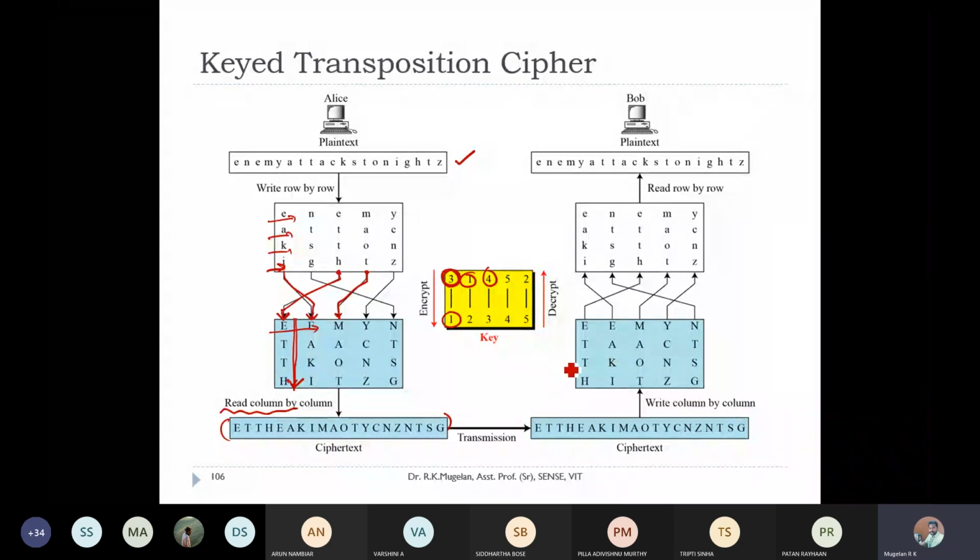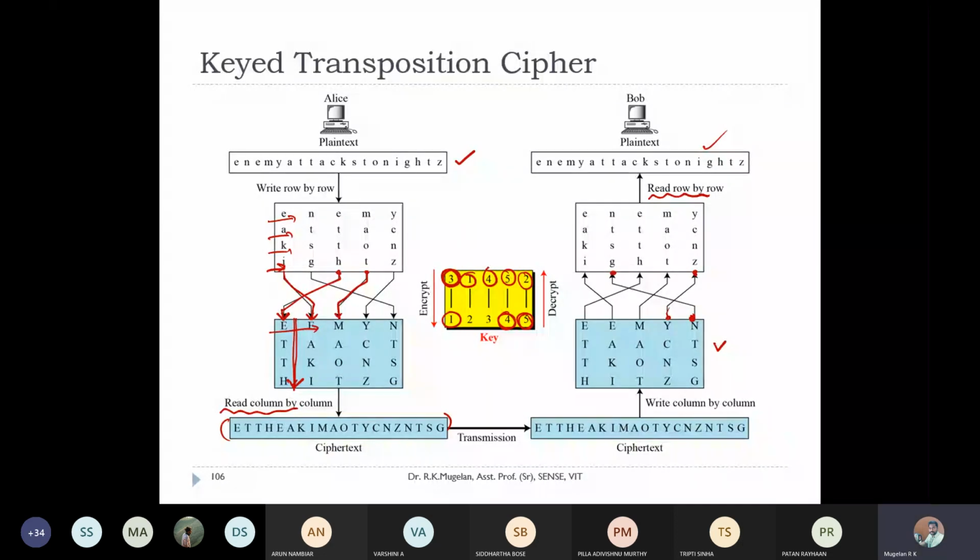Decryption wise, they first write it by column. Okay, then they decrypt. So while decrypting, for example, the fifth column will be pushed to the second position. So the fifth column is taken and pushed to the second position. The fourth column is taken and pushed to the fifth position. And at last, they started reading by row to get the plain text back.